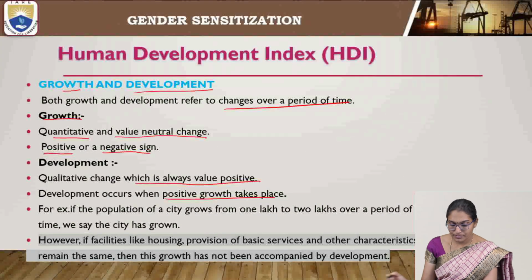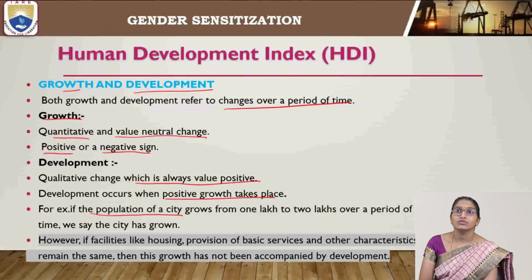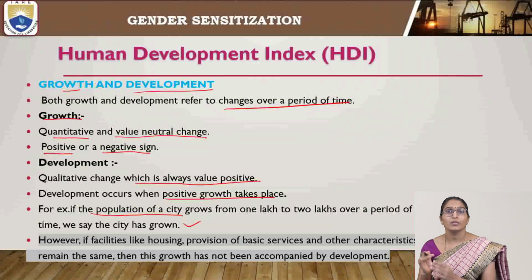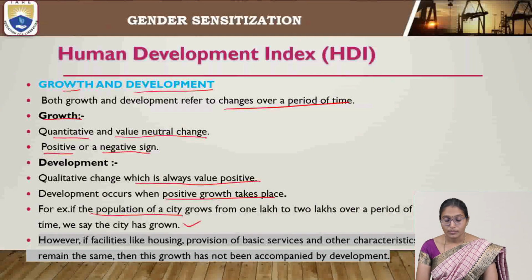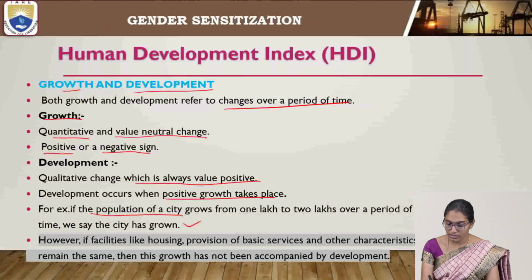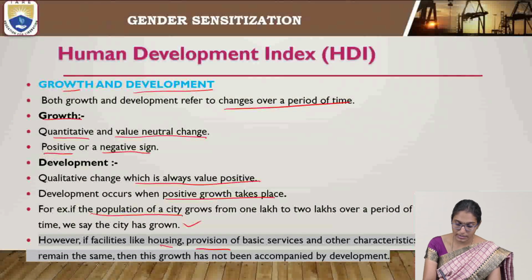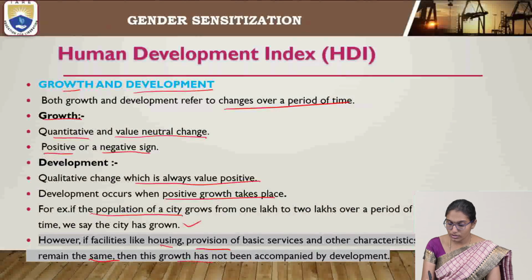For example, if the population of a city grows from 1 lakh to 2 lakhs over a period of time, we say that the city has grown. The population count has increased, so we say the population of the city has grown. However, if facilities like housing, provision of basic services and other characteristics remain the same, then the growth is not accompanied by development.